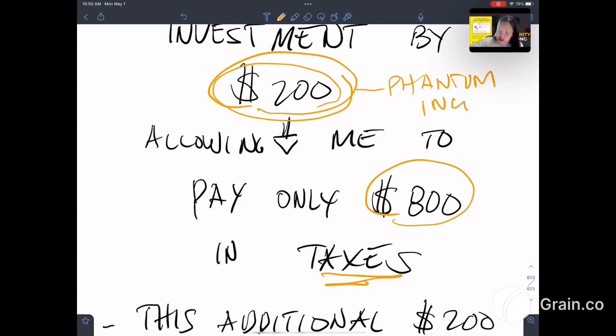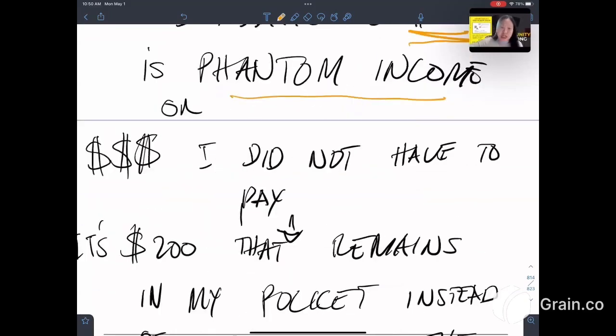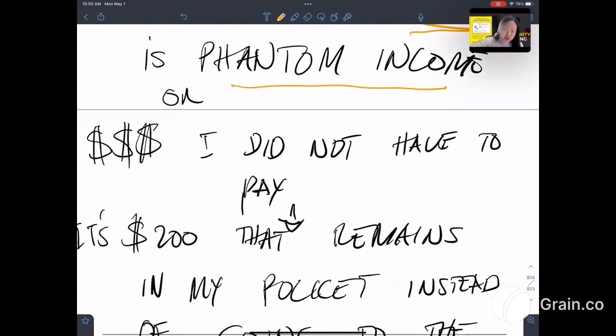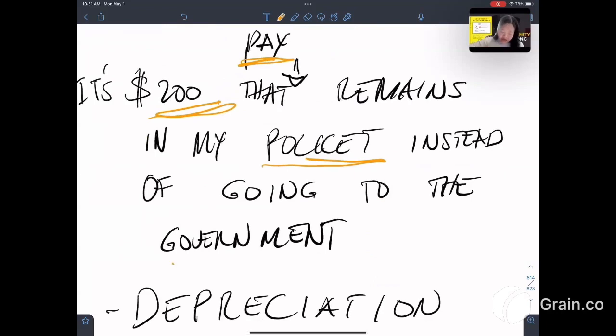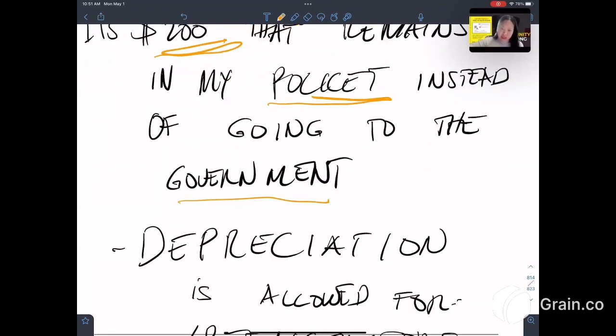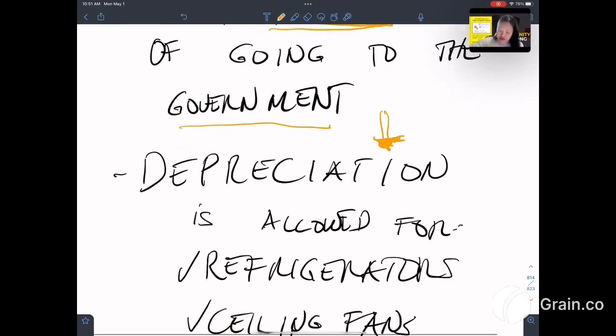Phantom income, income that I do not see, income that shows somewhere else. So this additional $200 is the phantom income, or money I do not have to pay taxes on, right? It's this $200 that remains in my pocket, in your pocket, instead of going to the government, because of the word called depreciation.